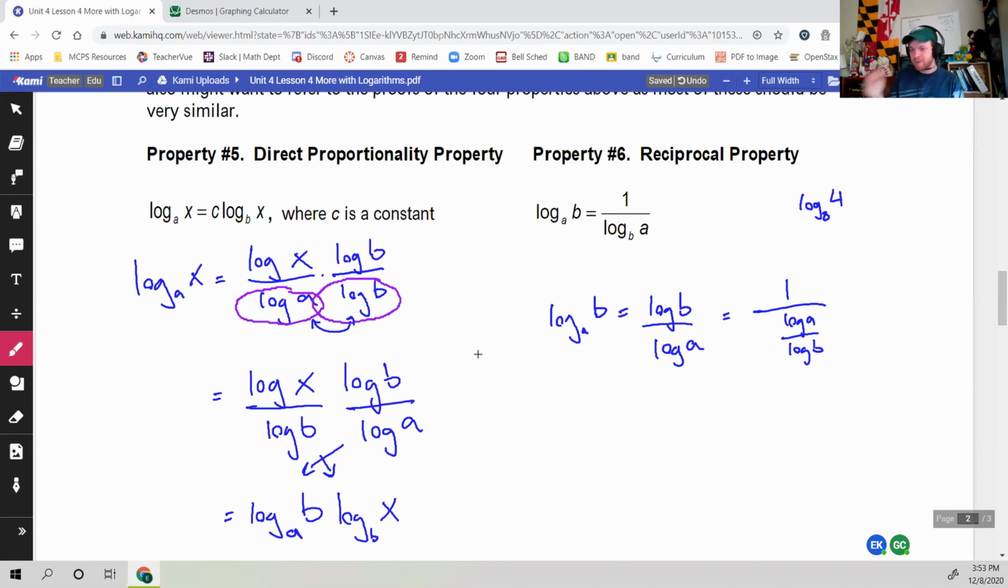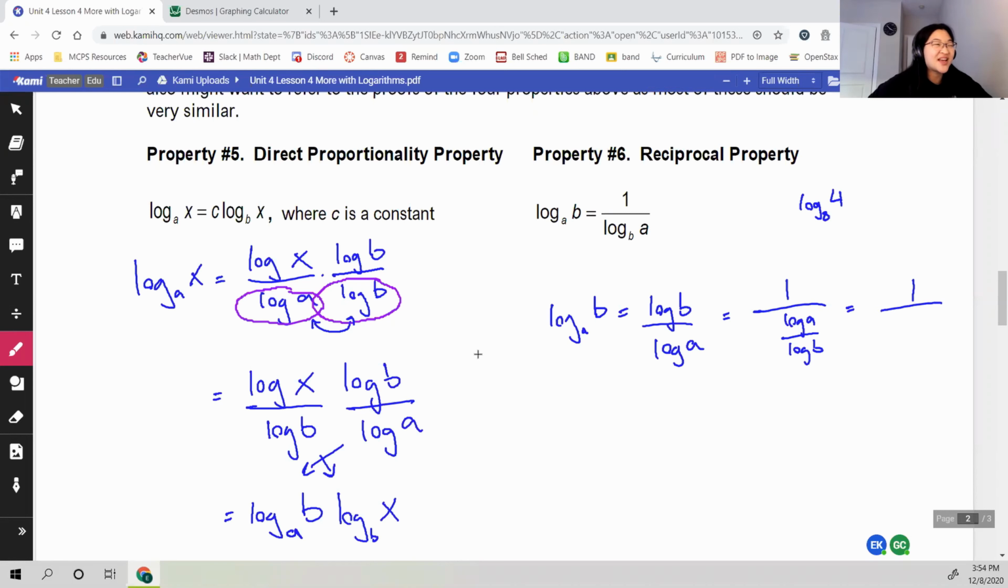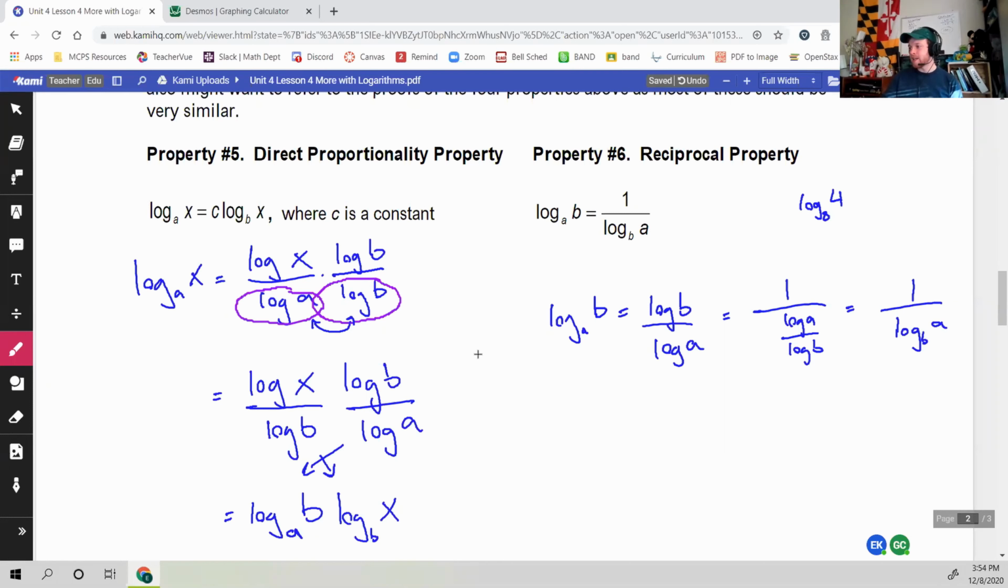All right, so I believe we're milliseconds away. Well, the denominator of what got reciprocated is log base b of a. And that's what we wanted to show, right? Log base a of b is equal to, just rewriting the beginning and the end, 1 over log base b of a.